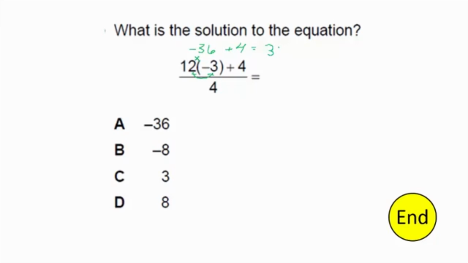Or sorry, -32 here. I messed up there. We're at -32. Divide that by 4, and we're at -8 because when I divide a negative number by a positive, it stays negative. Choice B.